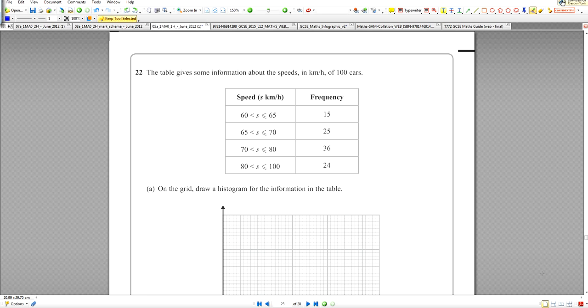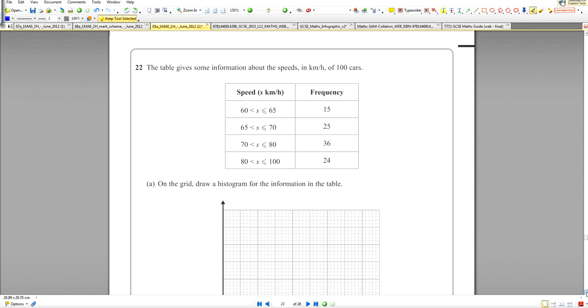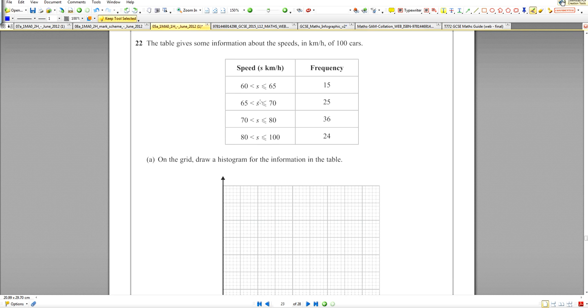Question number 22. The table gives some information about the speeds in kilometers per hour of 100 cars. Okay, we've got speed and frequency. On the grid, draw a, what's the keyword here? Histogram. So a histogram normally has bars, like rectangles, but they can be different widths, and obviously the height will normally be different.